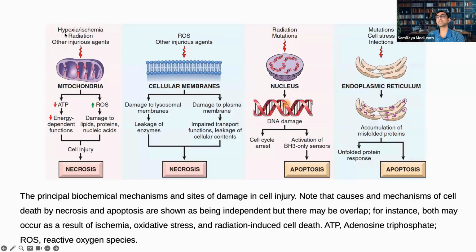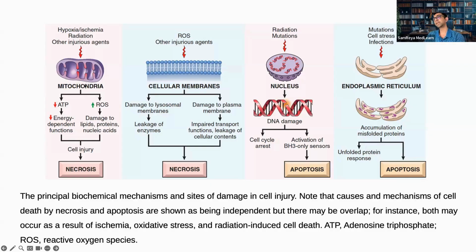So again, the first one says hypoxia or ischemia, radiation or any other injuring agent affects mitochondria, right? What happens to mitochondria when hypoxia or ischemia happens? Loss of ATP, and all of the functions which are dependent on ATP for their energy and functioning will fail in the cell. We just talked about this, right?